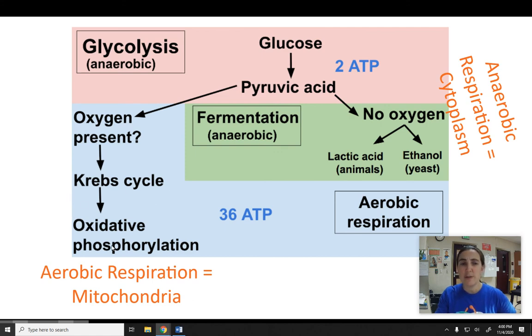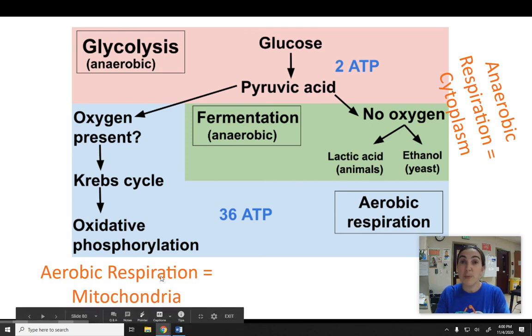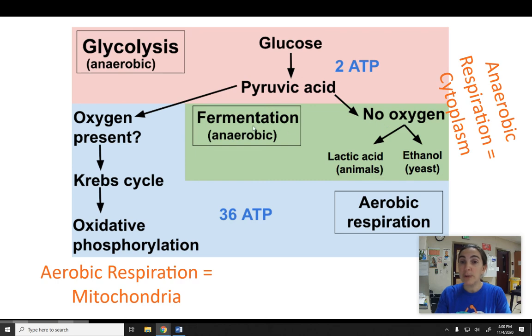You don't need to know the names of those, but the Krebs cycle and oxidative phosphorylation are that process of aerobic respiration that occurs in the mitochondria. So then we go into aerobic respiration. That powerhouse of the cell produces 36 ATP, a whole bunch. But if that first step happens and there's no oxygen available, then the mitochondria doesn't function. So then we move to fermentation, the anaerobic process. Anaerobic means without oxygen. That either produces lactic acid or ethanol, that type of alcohol that was produced by the yeast. And that all happens within the cytoplasm.